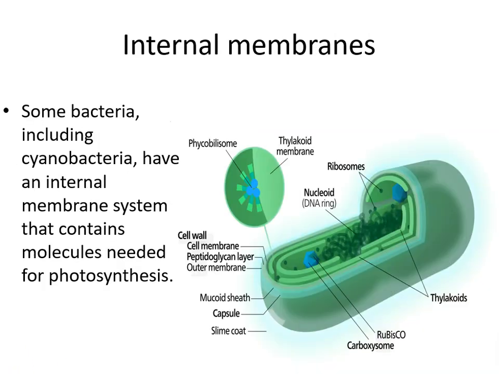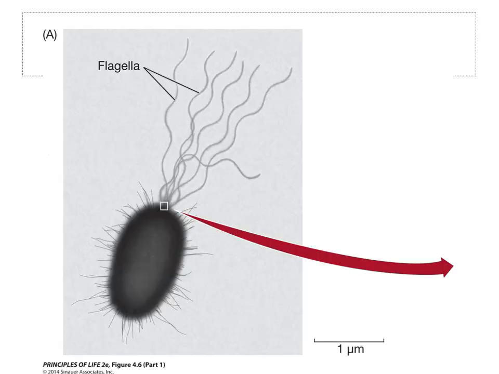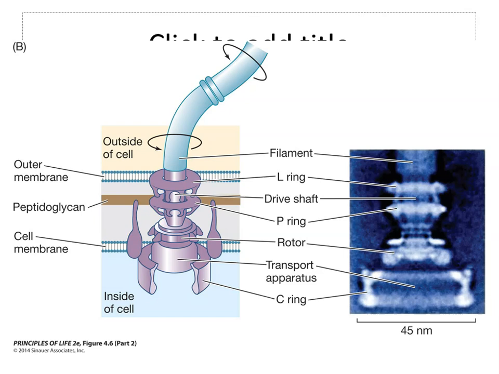Okay. Some bacteria, called cyanobacteria, actually have an internal membrane system. Cyanobacteria actually carry out photosynthesis. Some prokaryotes can move by flagella. That would be an advantage, right? Being able to avoid predators, find nutritious food sources, that would be an advantage.